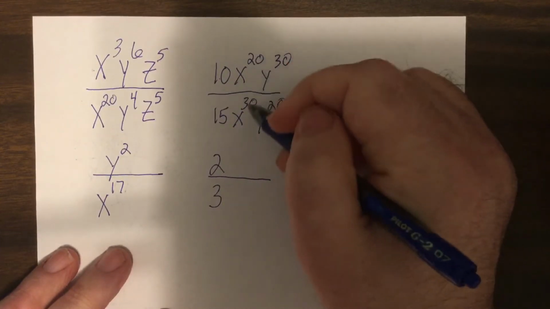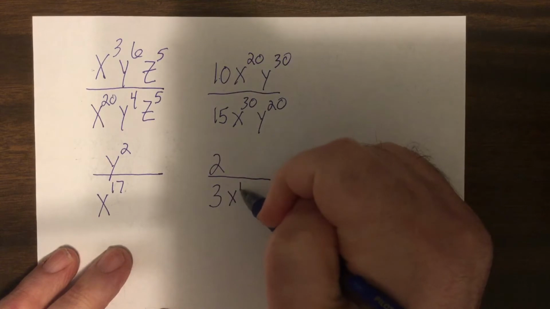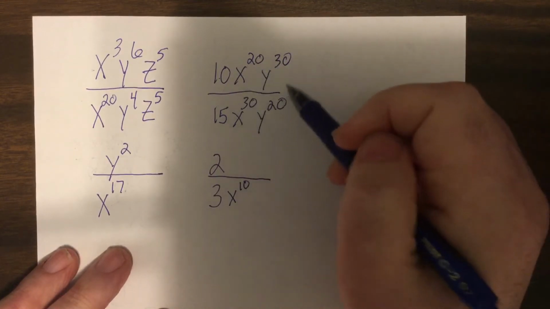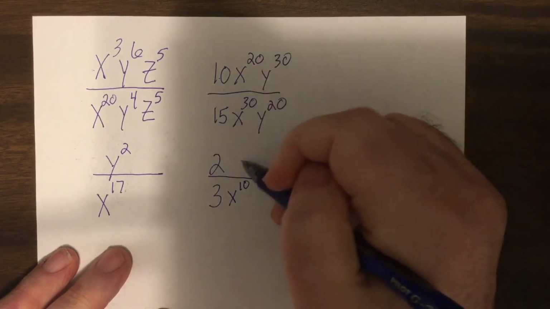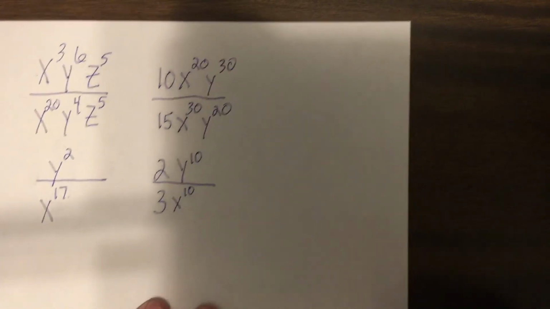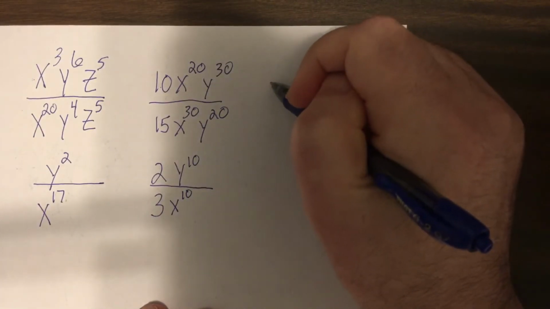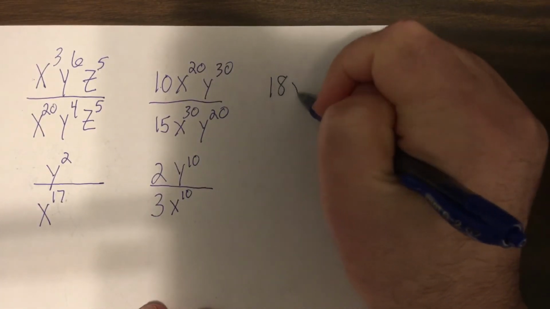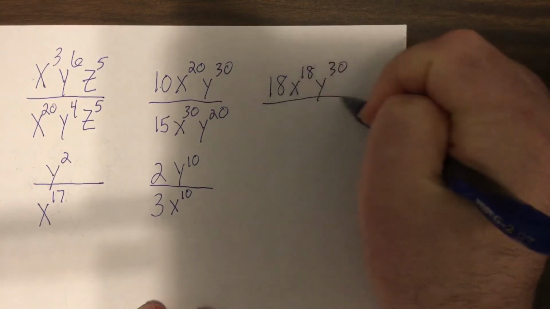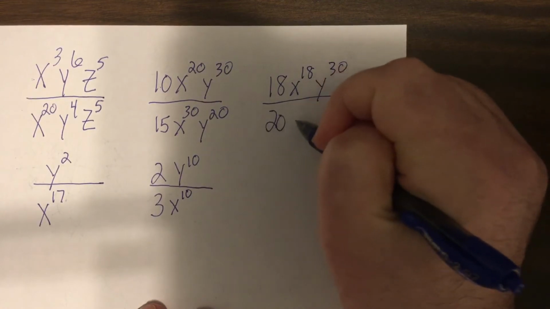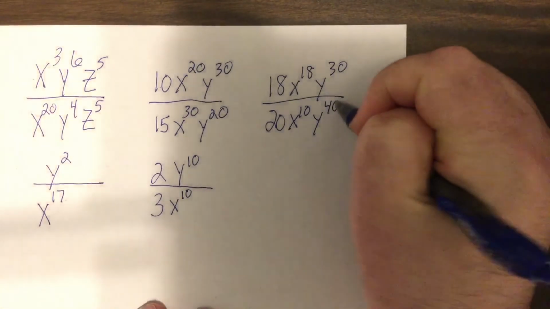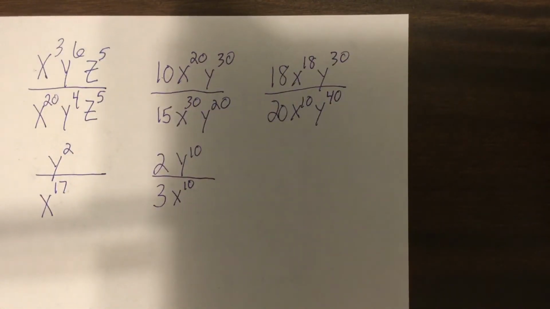Now, with powers, you subtract. So this would be x to the 10th on the bottom. Because you had 30 of them, you cancel out 20. Here you have 30, you cancel out 20, so it'd be y to the 10th. Woohoo! Try one on your lonesome. Do 18x to the 18th, y to the 30, all over 20, x to the 10th, y to the 40th. Try that one for me, please.